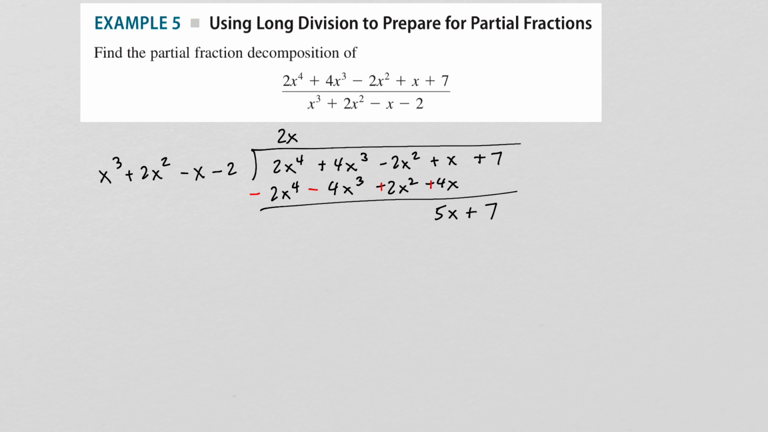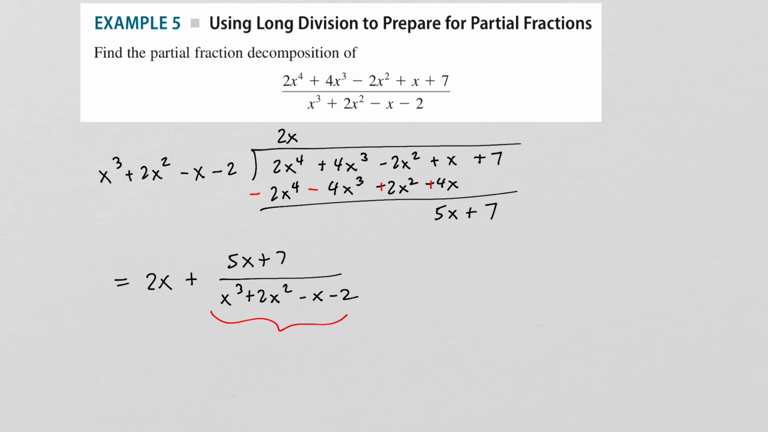And we're actually done because 5x plus 7, this is a degree 1, and that's less than degree 3. So our original fraction can be written as 2x plus 5x plus 7 over x cubed plus 2x squared minus x minus 2. Now, if you recall, this is the first problem that we did in this section. So we already know the partial fraction decomposition for this, but basically you would just proceed from here and you would start decomposing this fraction.